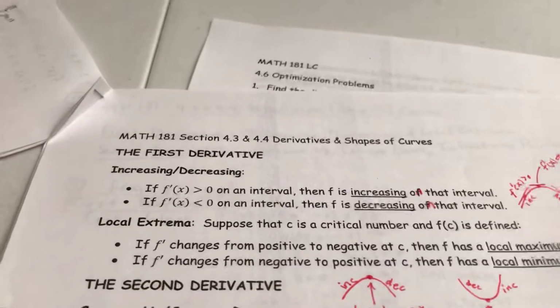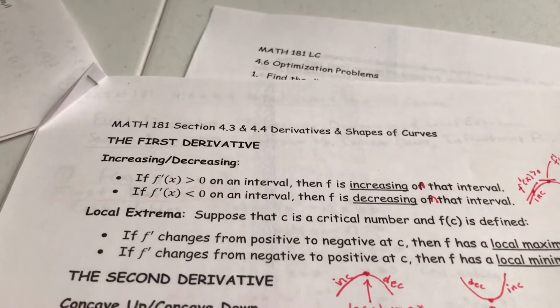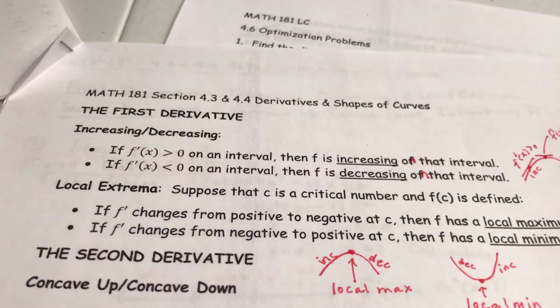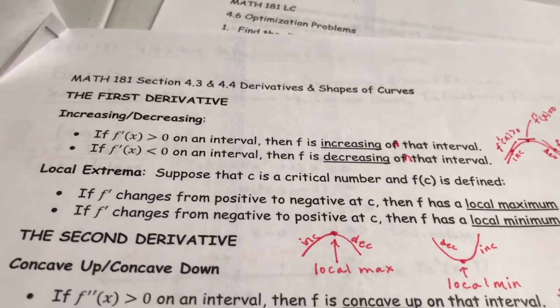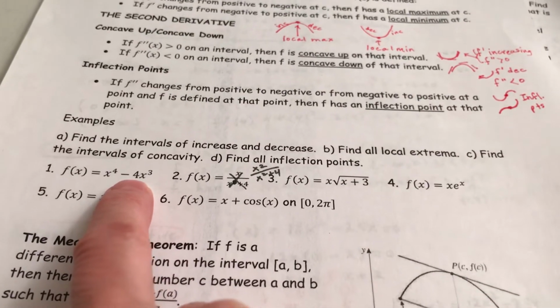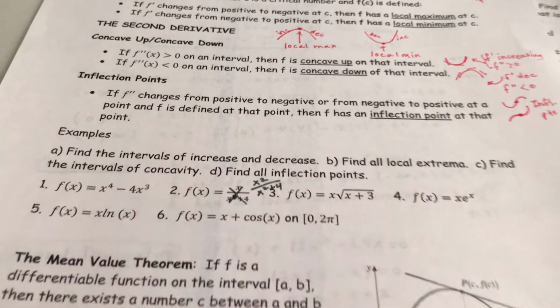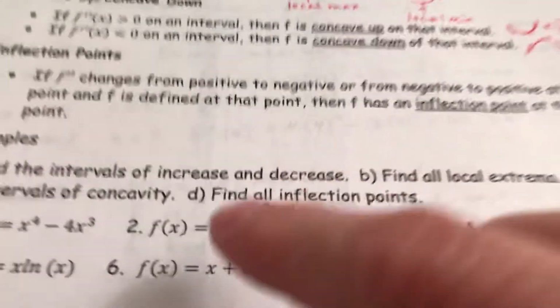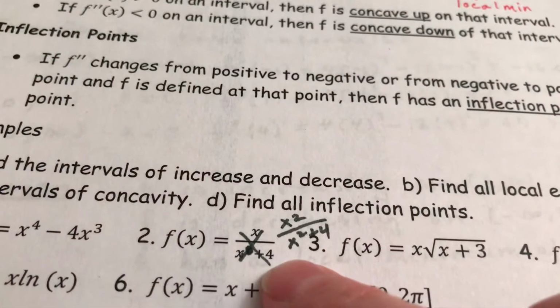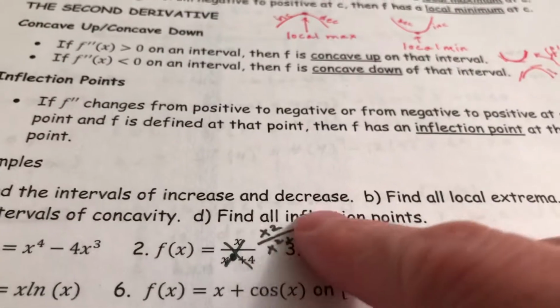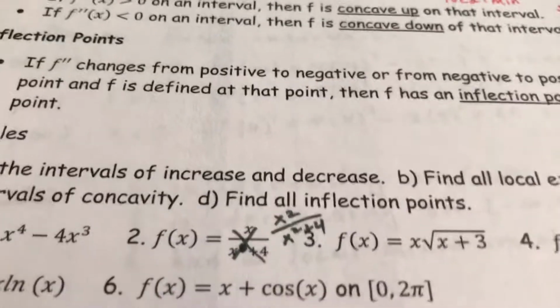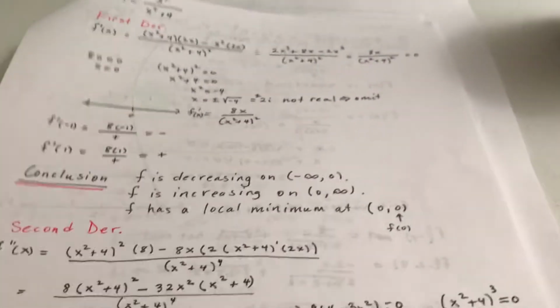Hello again, calculus students. We are looking at 4.3 and 4.4, what the derivatives tell us about the shapes of curves, and what we've been doing is just looking at different functions. So we started with polynomials, and now we're getting ready to look at and analyze a quotient. I did change this, so it depends on when you looked at this sheet. It should be x squared and not x over x squared plus 4. Let's take a look at this.